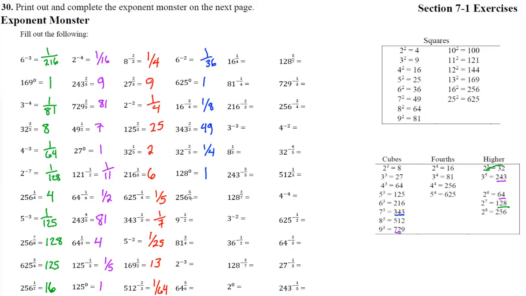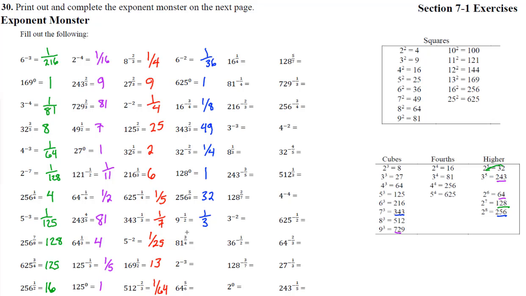256 to the 5/8 power. So we're going to 8th root it, which is, here's 256. 8th root it is 2 to the 5th power. So that means we're up here at 32. 9 to the negative 1/2 power. We're going to square root it and then put it on the bottom. So square root 9 is 3, and it's on the bottom because of a negative exponent.